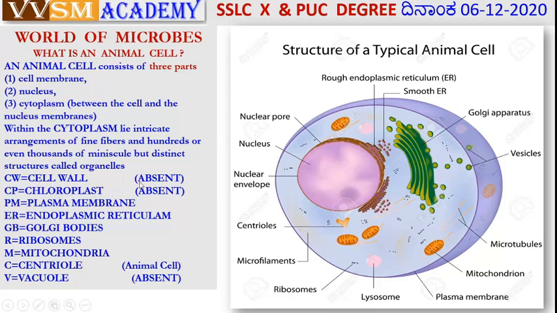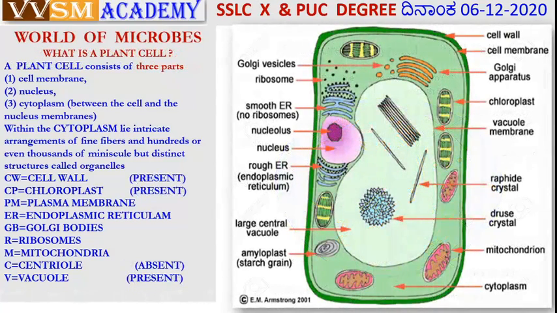Try to remember the basic concepts of the structure of the animal cell. If the cell wall is absent, it means it is an animal cell. If the cell wall is present, it means it is a plant cell. Just a very few important things to remember. If you know one particular thing, you can distinguish between the plant cell and the animal cell, my dear friends.